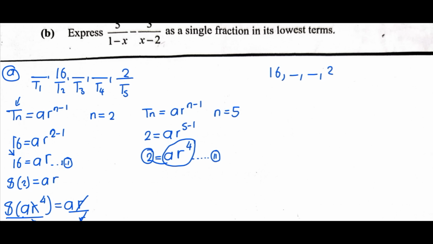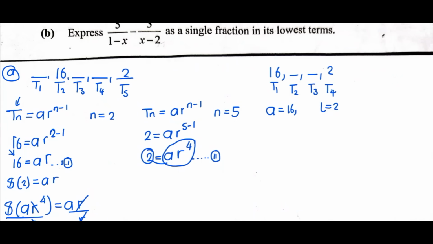So instead of 16 being on the second position, let's just assume 16 is on position number 1. Then here we have position number 2, here we have position number 3, here we have position number 4. So what are we saying? Let's say 16 becomes our first term, then 2 becomes our last term.